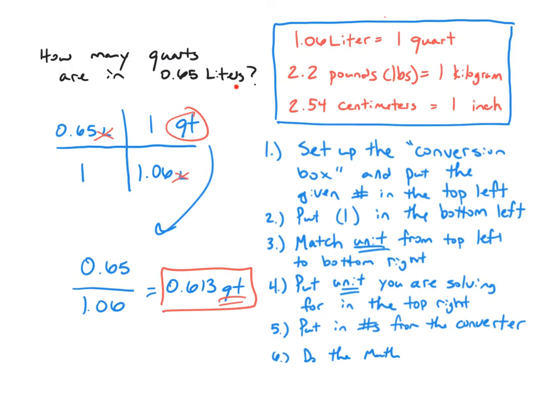You'll always be given a number with its units. You will always be asked for a unit, and you need to choose the right converter to get the job done. But these 6 rules never change. You always set the problem up the same way.